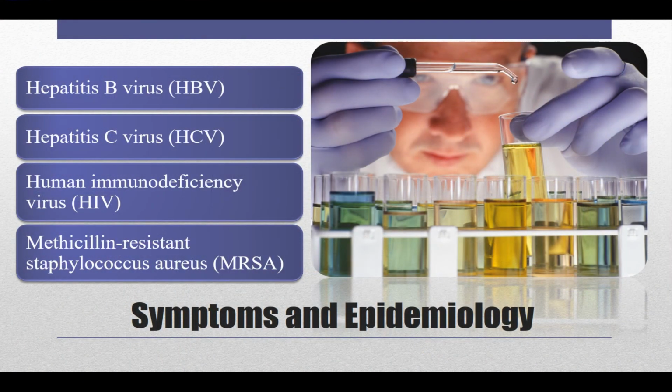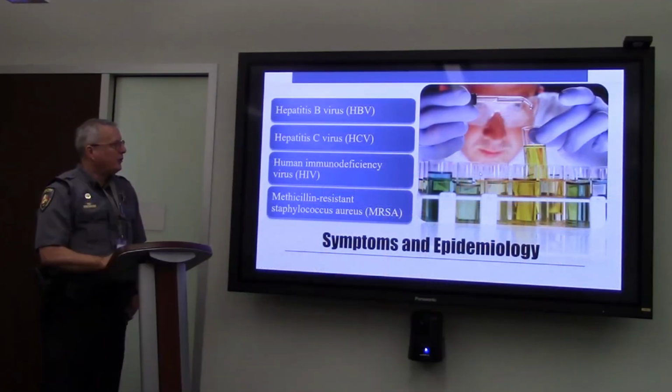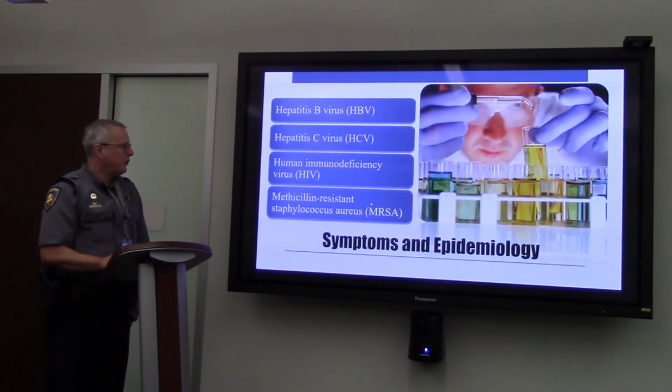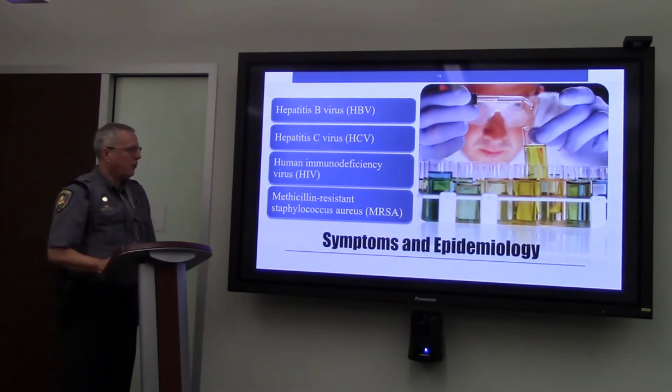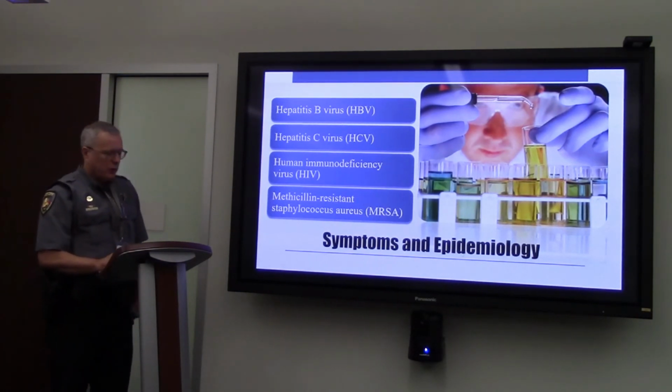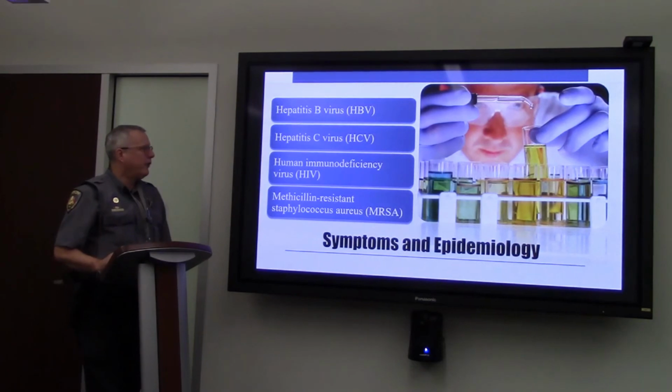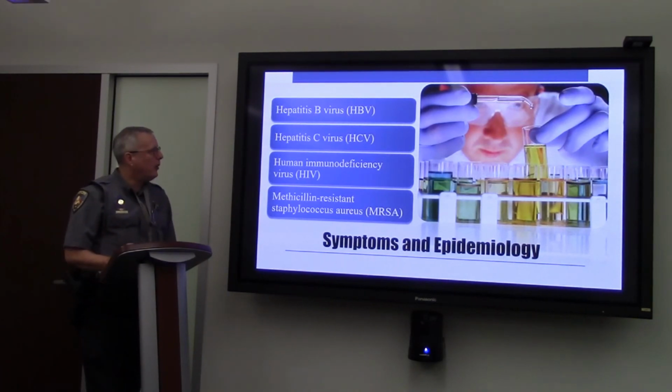We're going to talk about symptoms and epidemiology, and when we do, we're going to talk about the 4 biggest diseases that we have to worry about. These are hepatitis B, hepatitis C, human immunodeficiency virus, and then something called methicillin-resistant Staphylococcus aureus, or MRSA as most people call it. We'll also at the end of this talk real briefly about COVID infections, just so you've got a good handle on what that is.